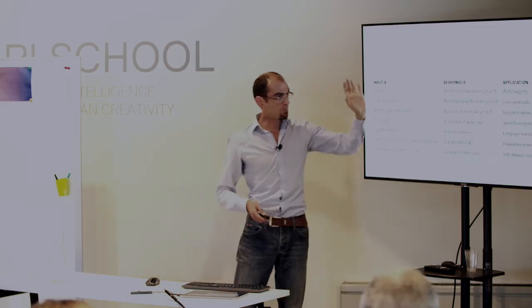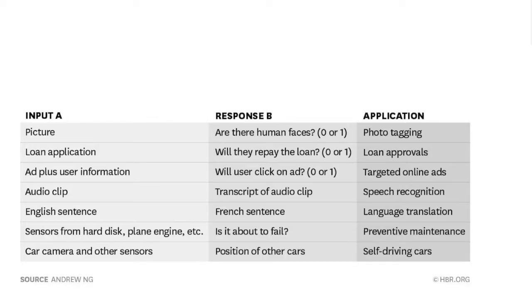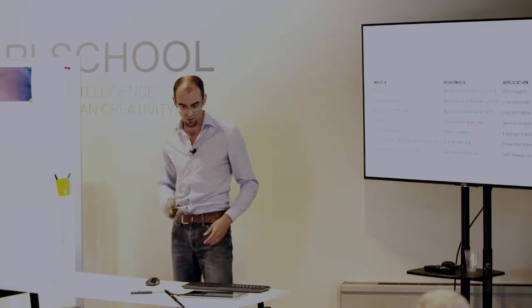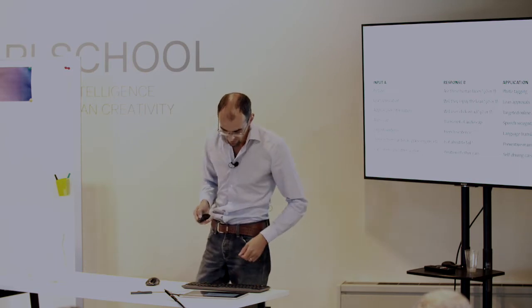Going from input to response, going from pictures to deciding whether a human face is in it is an application that's photo tagging, face tagging. If you have data that has an audio clip, you can do speech recognition from that data. What you need is a corpus like this, and you can do the task. If you have many English sentences and their translation in French, then you can do language translation in a data-driven way.